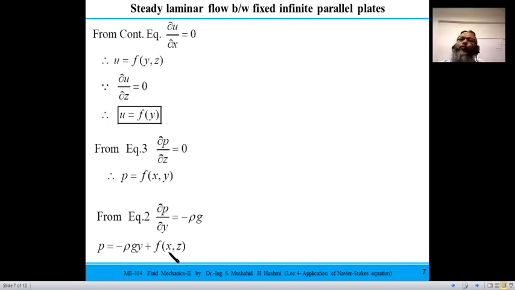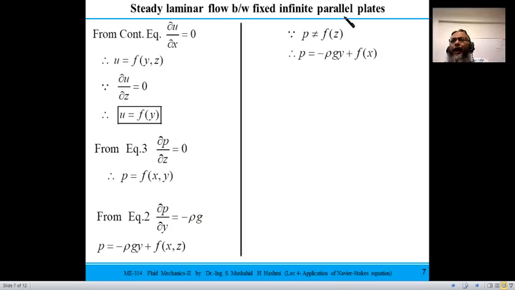It means at this point we can conclude that this constant of integration would be some function of x and z, because pressure is only varying with y. But we already know that the pressure is no more changing with z, so we get rid of this z, because the pressure is no more a function of z. Therefore we can simplify this equation: the pressure would be minus rho g times y plus some function of x, which is the constant of integration.